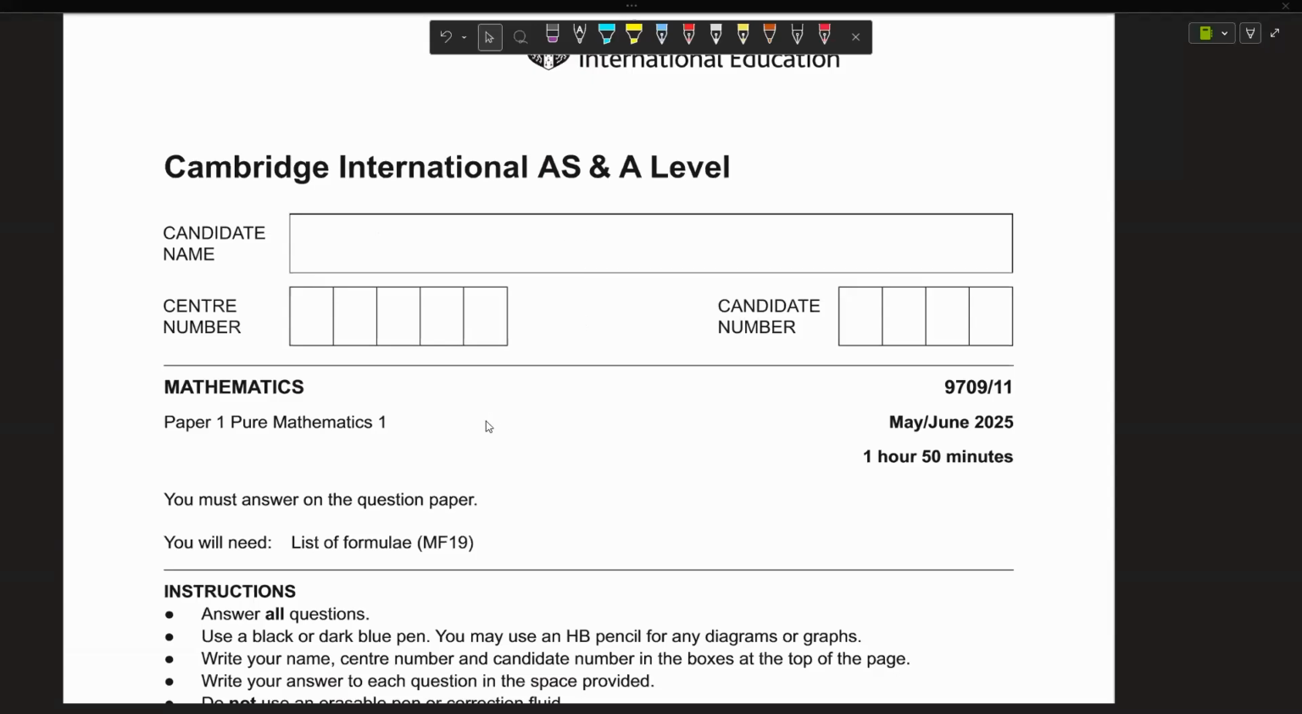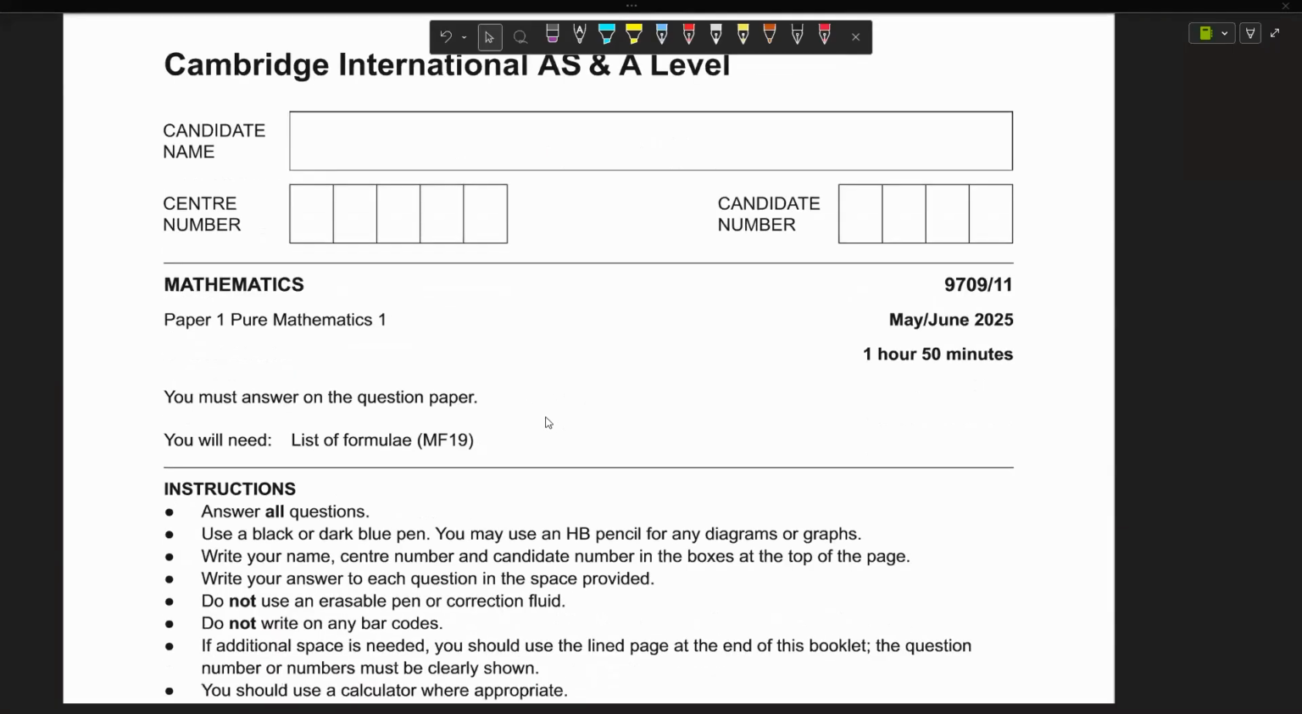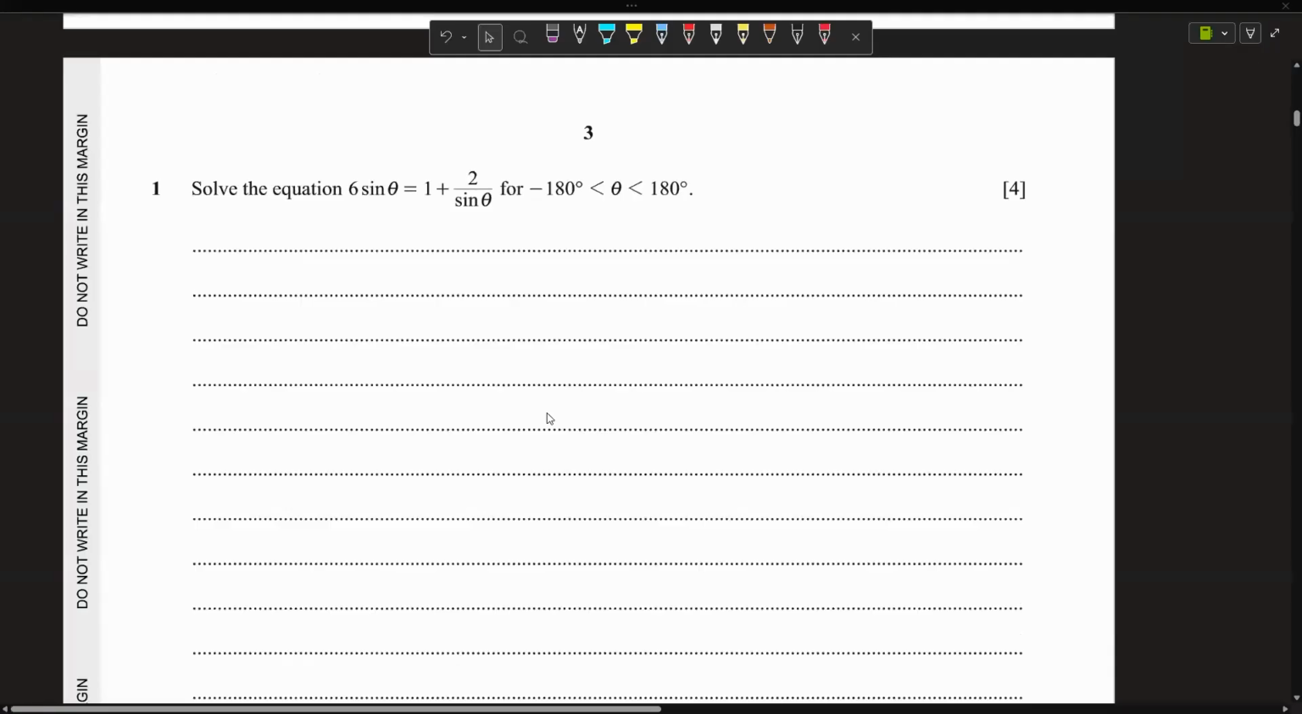All right, so today we're looking at the Major 2025 paper. That's 9709/11. So let's get started with it. We're starting with question number 1, which says 6 sine theta is equal to 1 plus 2 over sine theta for values of theta between negative 180 degrees and 180 degrees.